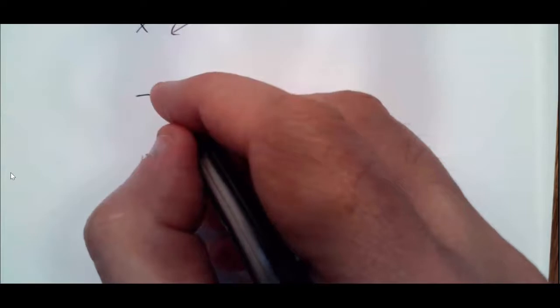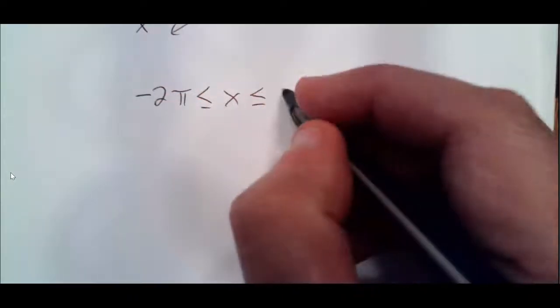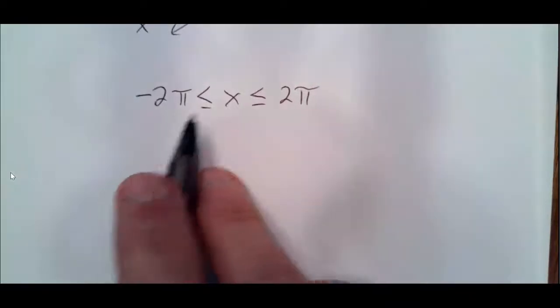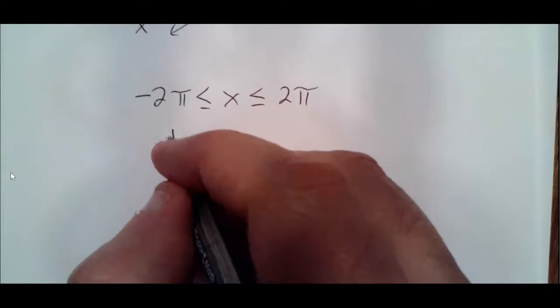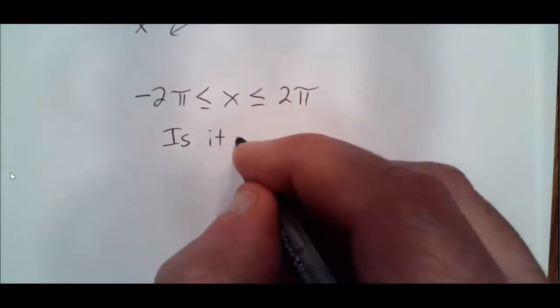What we're going to do is determine what kind of wave we have and if it's what we call periodic. X is going to go from negative 2 pi to 2 pi. We're going to graph these functions as a composition, and determine: is it periodic?